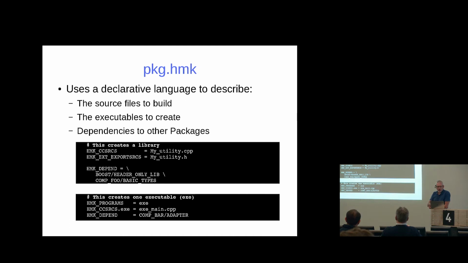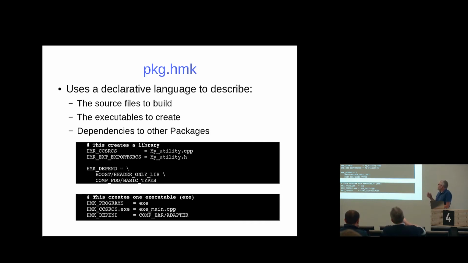Okay. The HiMake file uses a declarative language to describe the source files to build, the executables to create, and dependencies to other packages. So if you look at the first example, that one creates a library. You can see there are two keywords in the beginning. All keywords are prefixed with HMK. That makes it easy to do error checking. So if the user makes a kind of stupid typo, HiMake will catch that and give a usable error message.